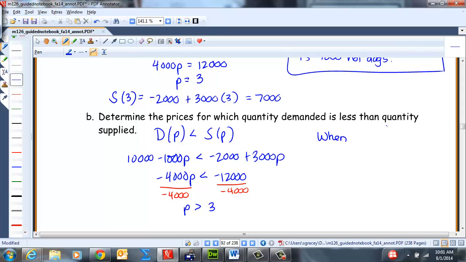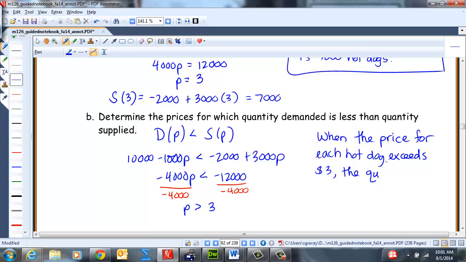So if you charge more than $3 per hot dog, right, then the demand will decrease, all right? So when the price for each hot dog exceeds $3, the quantity demanded is less than the quantity supplied.